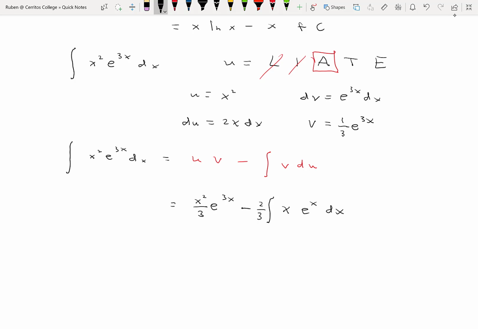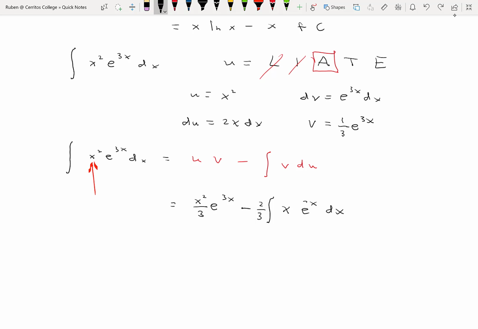Now, look what happened though. We started out with x squared times e to the 3x, and we reduced it at least by 1 to just x to the first times e to the 3x. Okay, so we reduced the power by 1. How are we going to get rid of that last power? Well, use integration by parts again. If we use integration by parts again, then we should be able to, it seems, reduce the power or get rid of that x.